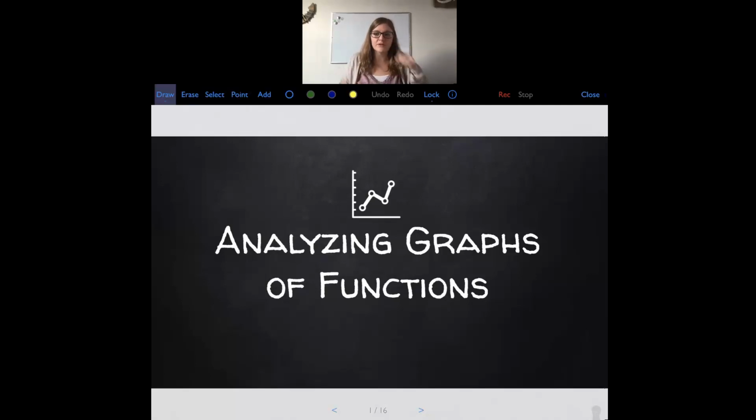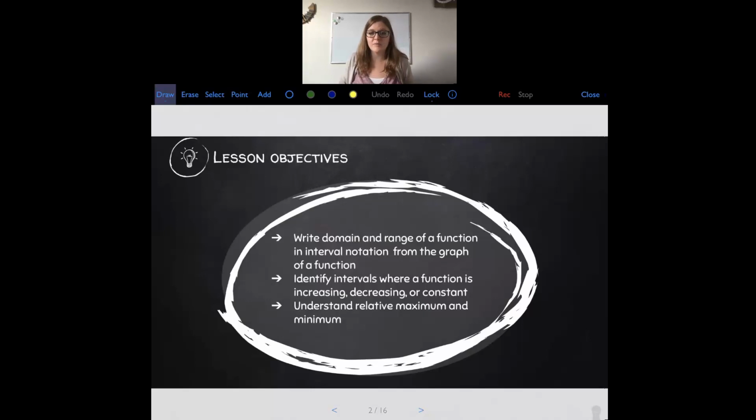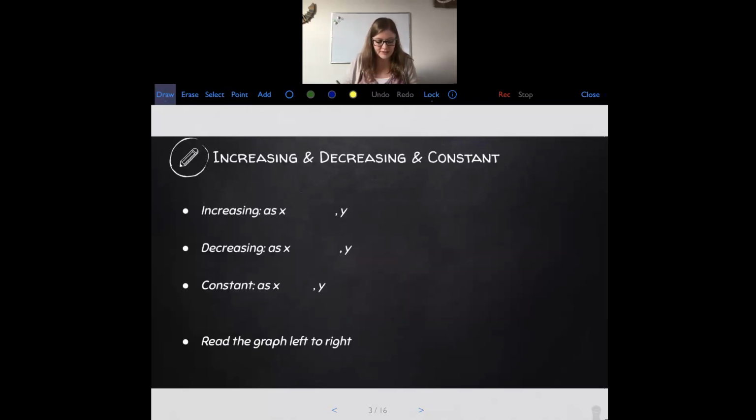In this lesson, we are going to go over analyzing graphs of functions. From the graph of the function, we'll be able to write the domain and range of a function in interval notation. We'll identify intervals where a function is increasing, decreasing, or constant, and then we'll understand relative maximum and minimum. So first, increasing, decreasing, and constant.